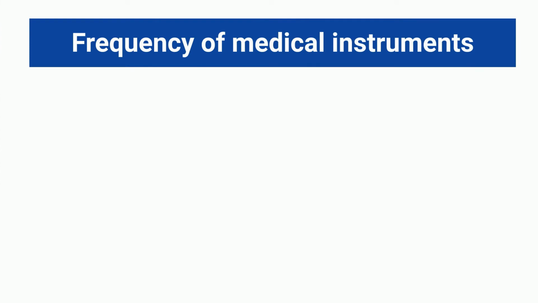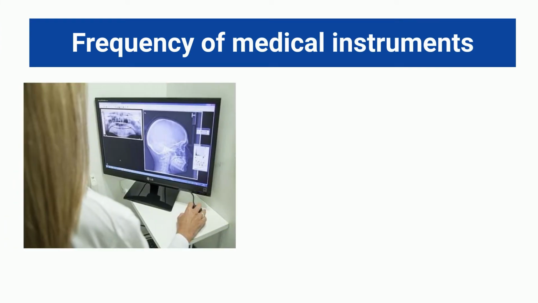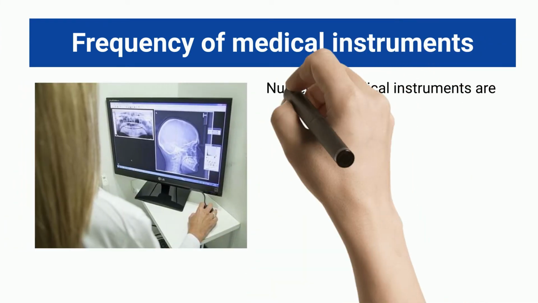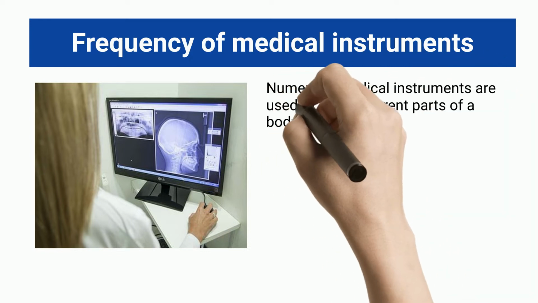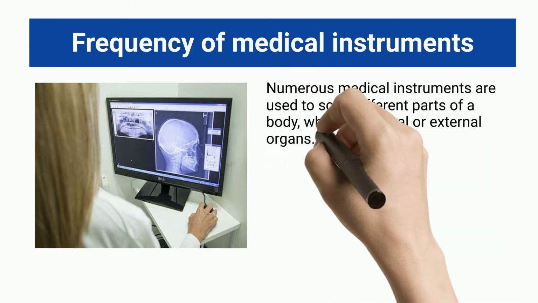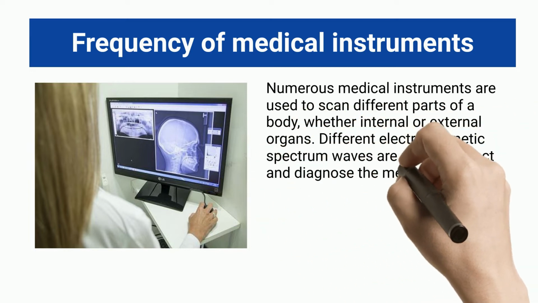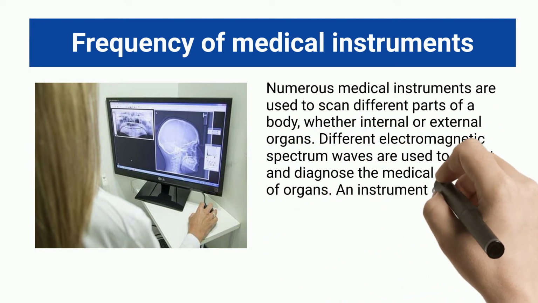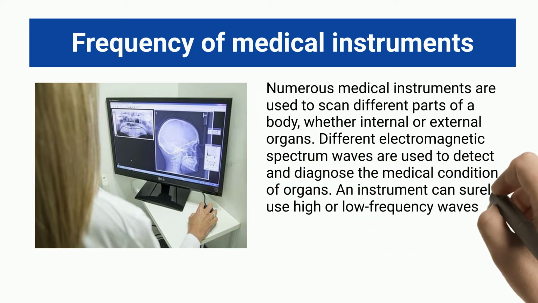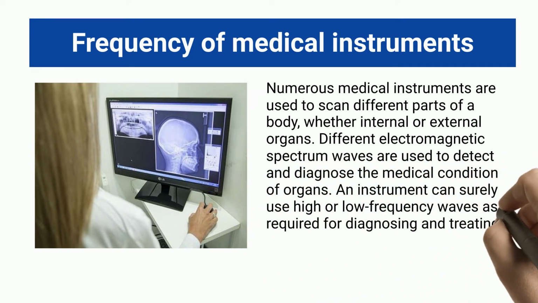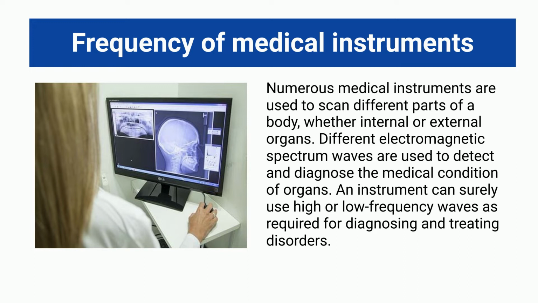Frequency of medical instruments. Numerous medical instruments are used to scan different parts of the body, whether internal or external organs. Different electromagnetic spectrum waves are used to detect and diagnose the medical condition of organs. An instrument can use high or low frequency waves as required for diagnosing and treating disorders.